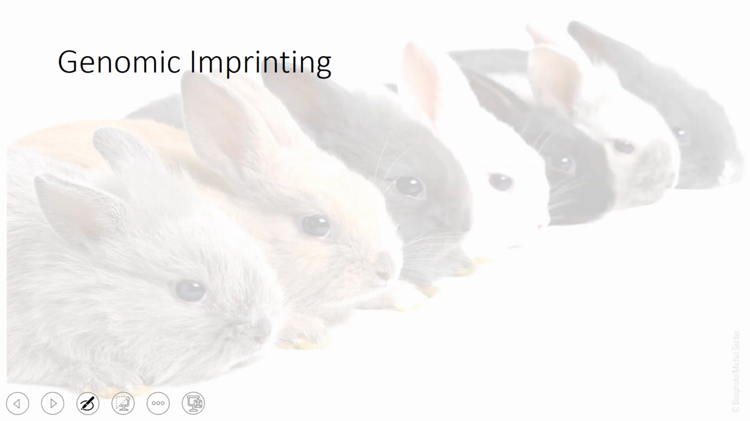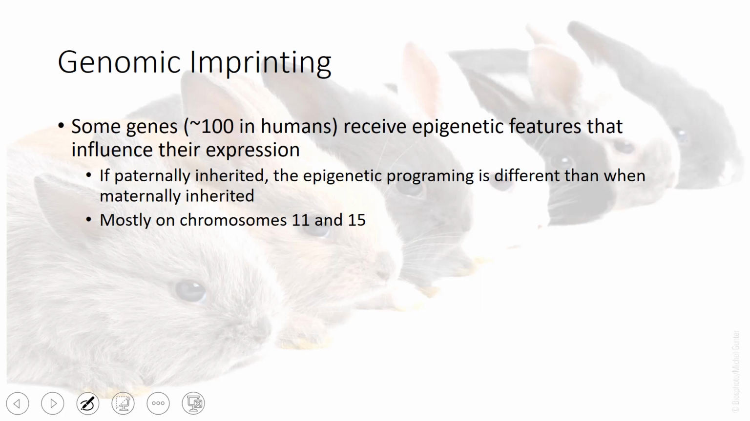All right, so genomic imprinting. Again, I told you most of the time these imprinting sections are shut down when you go through meiosis and are not passed on to the next generation. But an exception to that is genomic imprinting. So there are some genes, about 100 in humans, that receive epigenetic features that basically are passed down, that they are inherited.